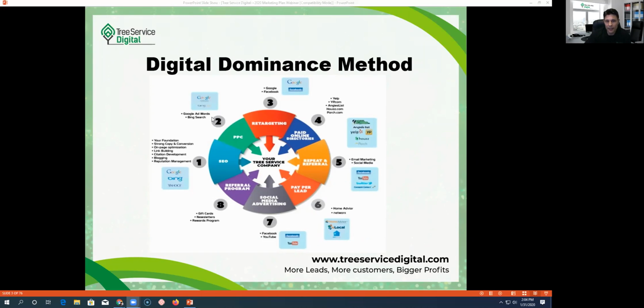Number 2, and not less important, is the PPC elements. You want to make sure you're getting the clicks and the paid ads up as well, because a lot of different calls come in from there. Number 3 is retargeting all the visitors from number 1 and number 2. Everybody who lands on your website and everybody who lands on your PPC landing page gets retargeted so you can convert more of them later. Number 4 is paid online directories, like Yelp, YP.com, and Angie's List. There are several of them. Number 5 is repeat and referral, email marketing and social media.